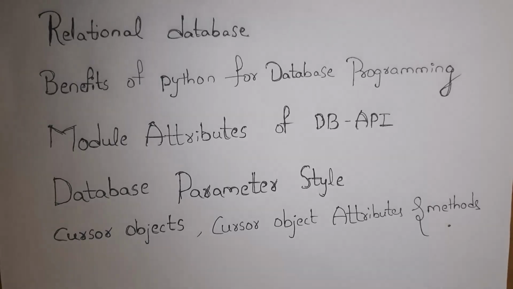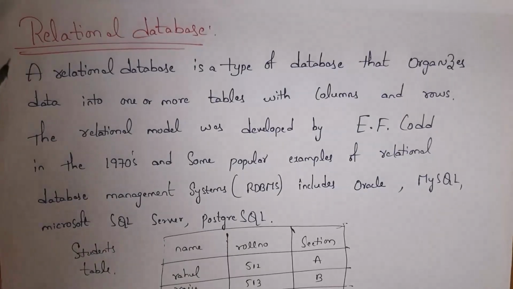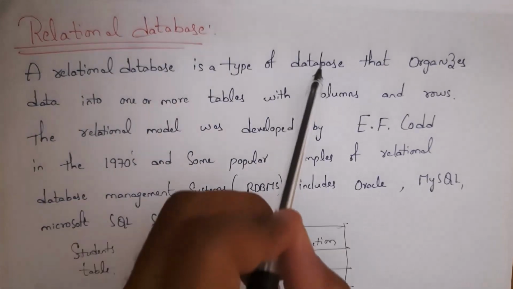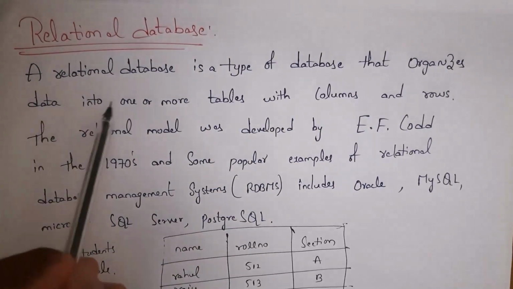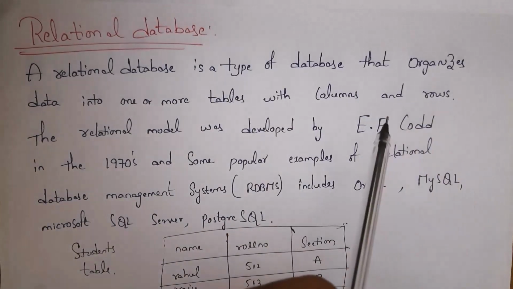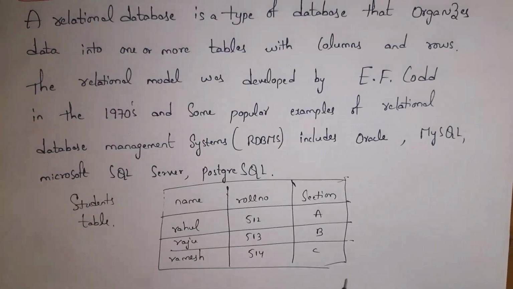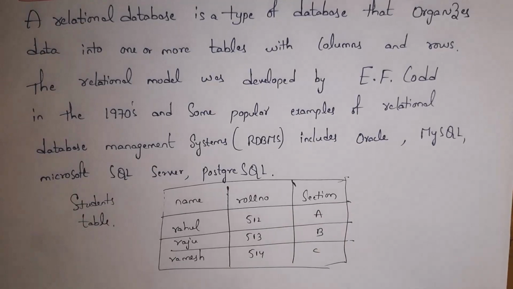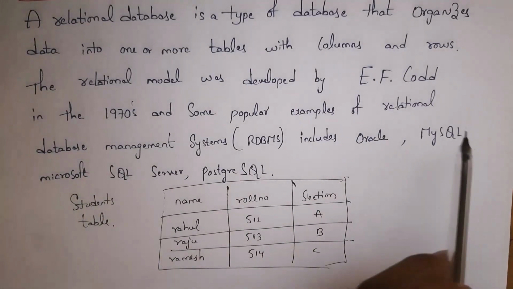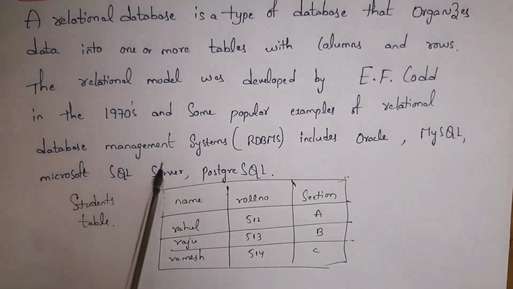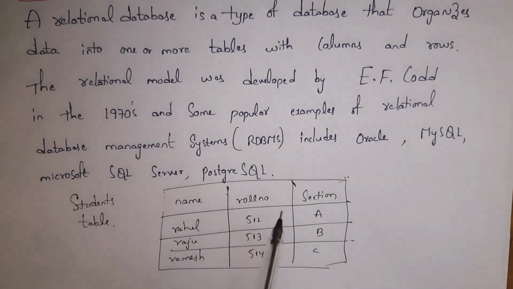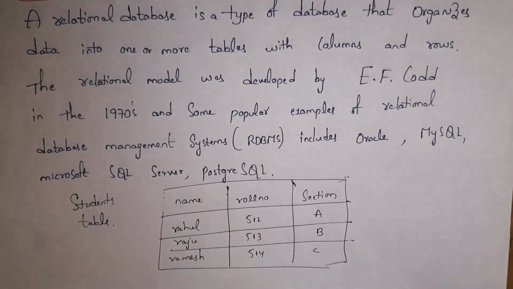Let's get started. At first, I will explain what is a relational database. A relational database is a type of database that organizes data into one or more tables with columns and rows. Data which is stored in the form of tables is known as a relational database. In this example, we are organizing data in the form of a table, so we call it a relational database. And this relational model was developed by E.F. Codd in 1970s. Some examples of relational database management system software are Oracle, MySQL, Microsoft SQL Server and PostgreSQL. All these are examples of relational database management system software.